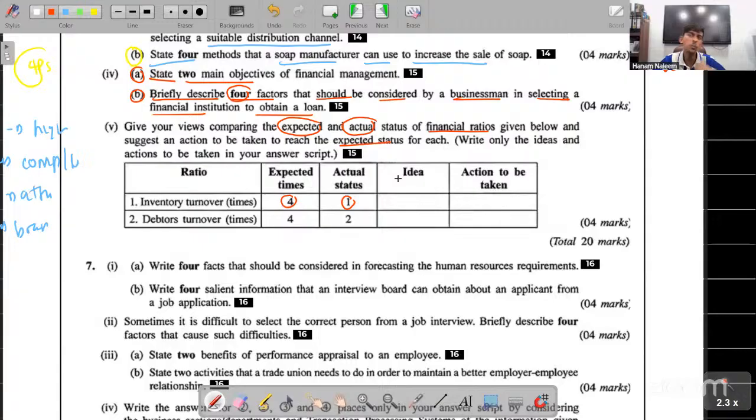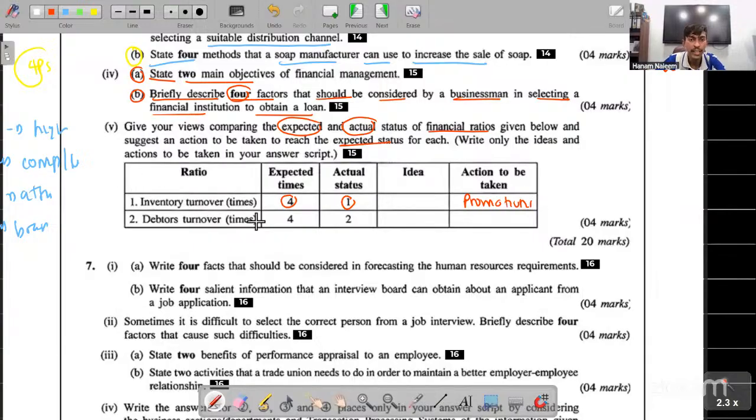So the idea means what would be the reasons why they couldn't sell their stocks. They wanted to sell 4 times, but they sold only 1 time. What would be the reason for low inventory turnover? Maybe they didn't do enough promotion, or maybe there is high competition for them. Those are the reasons why they were unable to sell the stocks. So what's the action they can take? Simply they can do more promotions. When they do more promotions, customers keep on buying your stocks, right?